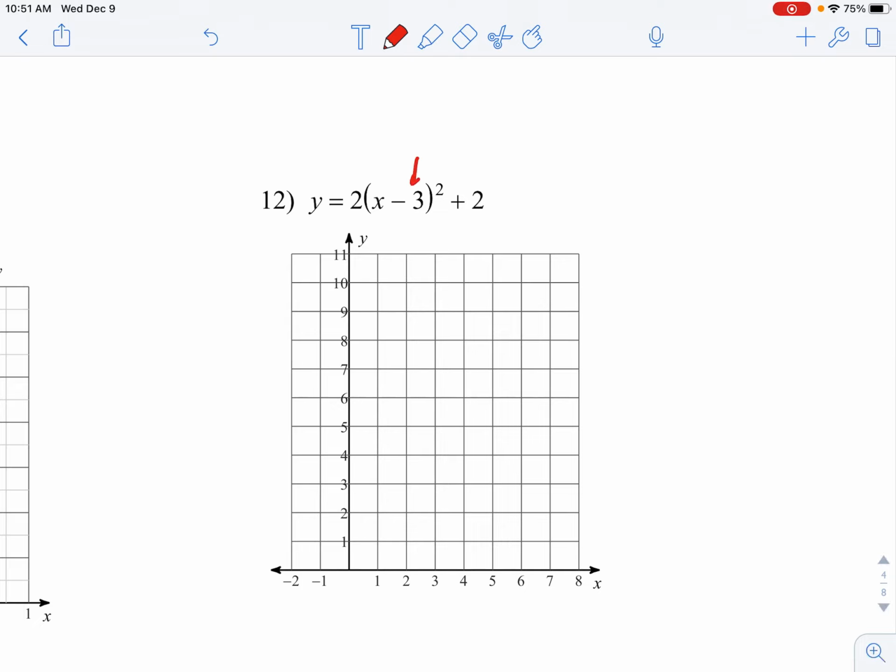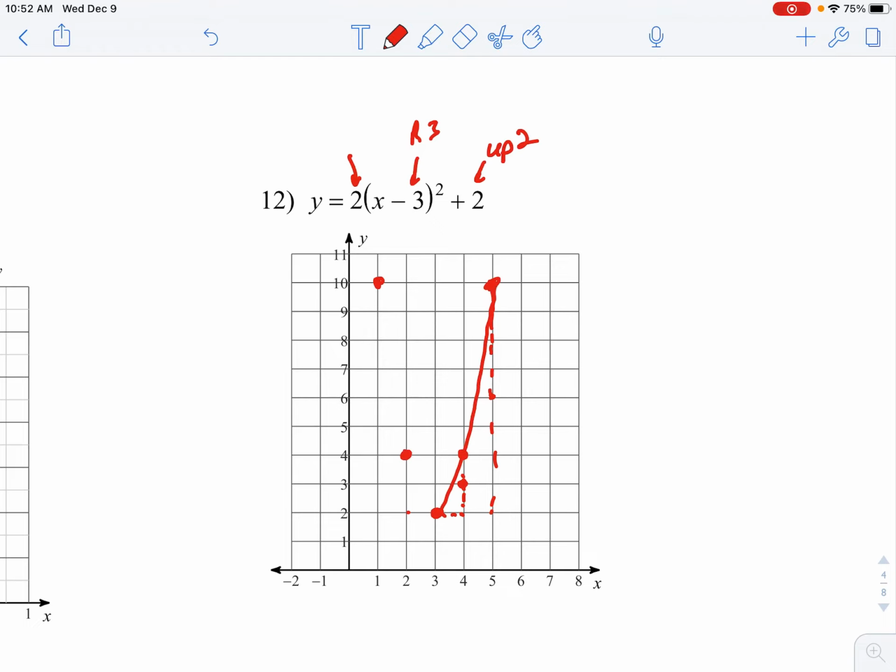All right, number 12. Remember, the horizontal always goes the opposite of the sign. You might think negative is left, but it is right 3, plus is up 2. So right 3, up 2 is here. Multiplied by 2 stretches it out. So instead of over 1, up 1, you go over 1, up 2, both directions. Then over 2, up 4 becomes over 2, up 8 in both directions.